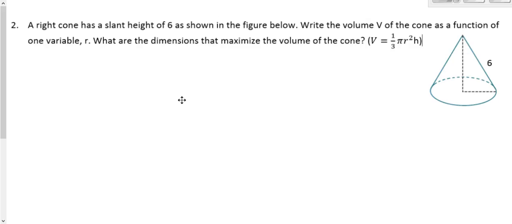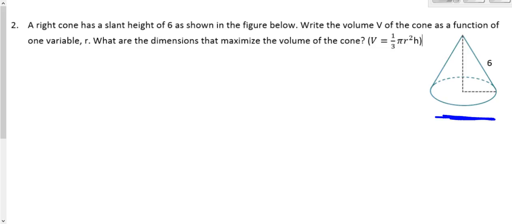Let's look at another problem. This problem says that a right cone has a slant height of 6, as shown in the figure below. So we have a picture already drawn for us, which is nice. Write the volume of the cone as a function of one variable.